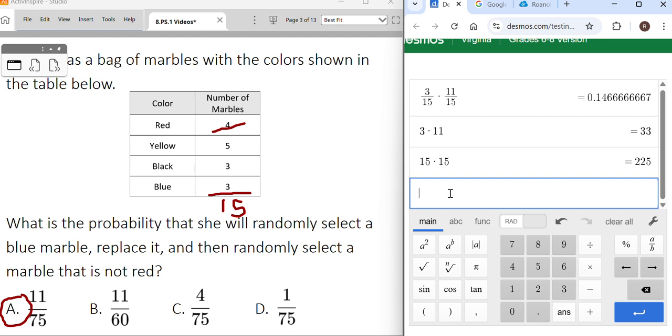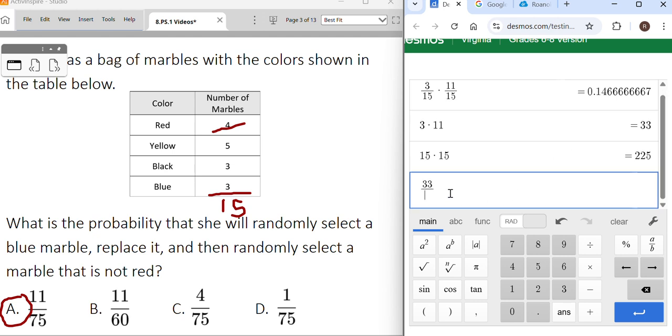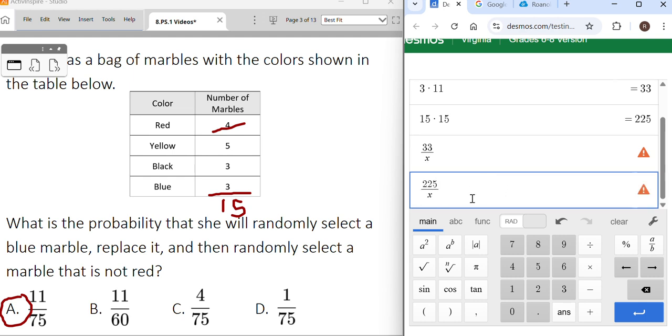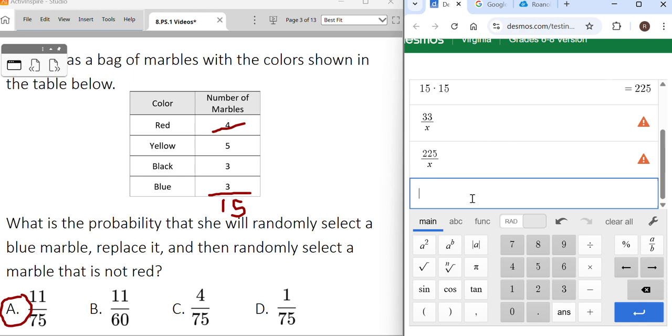We're going to take that 33 and divide it by x. Then we're going to take 225 from here and divide it by x. And then we're going to start x at our top number. Well, that's a decimal, so that doesn't work. So I'm going to go down by 1. Also decimals. Go down by 1. Also decimals. Go down by 1.